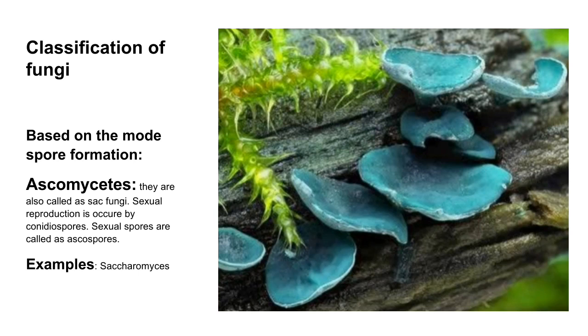Ascomycetes, they are also called sac fungi. Asexual reproduction occurs by conidiospores. Sexual spores are called ascospores. You can see here in the diagram.